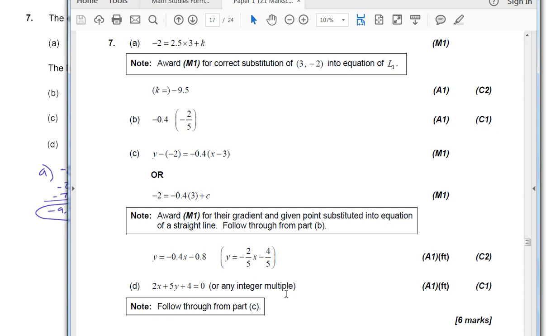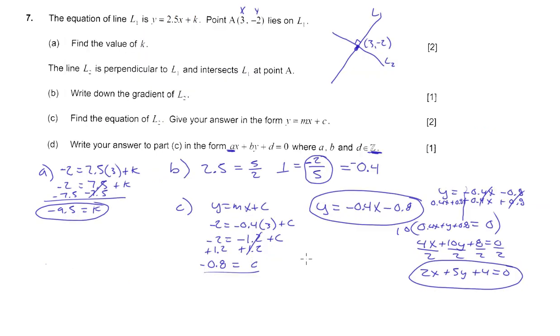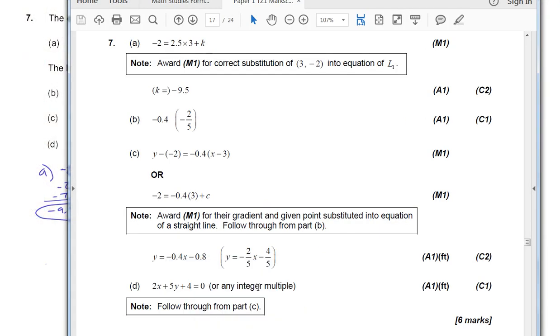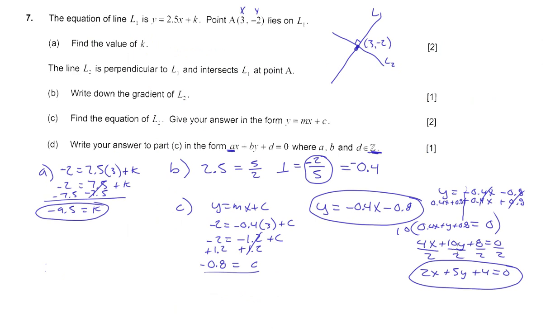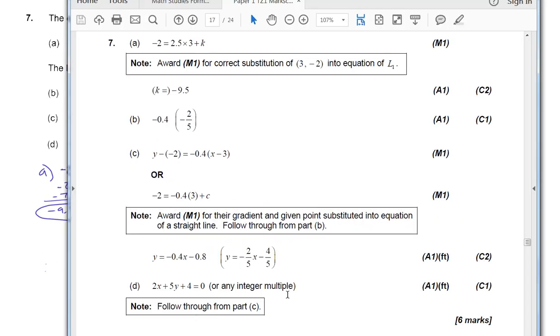And then the last part is, oh look, there's our 2x plus 5y plus 4 equals 0, right? 2x plus 5y plus 4 equals 0. So we had that, but it does say "or any integer multiple." So that means that this 4x plus 10y plus 8 equals 0 would have also gotten us full credit. Okay, so either one of those would have worked. Okay, follow through from part C. So again, if you mess something up here and you use that wrong information correctly down here, you would have still gotten your points.